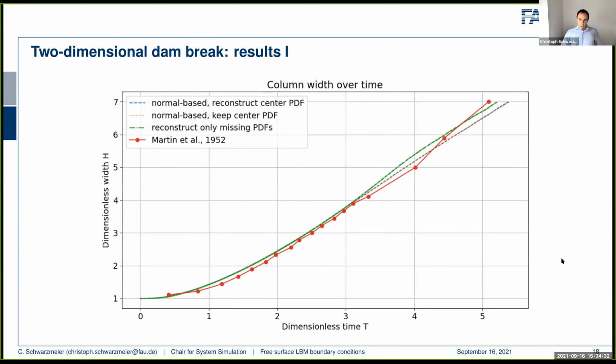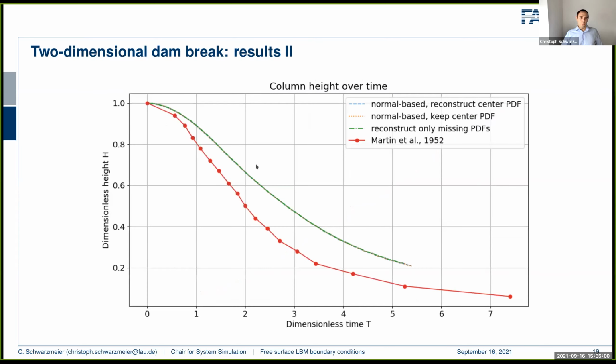So I'm plotting it here. And as you can see, the experiments, again shown here in red, are fairly close to my simulation. So the simulation is arguably good. You can see a difference for the approach where we reconstruct only the missing PDFs, but the normal-based approaches seem fairly identical. It's hard to really say which one is more accurate here, and it's even harder if we look at the height of the liquid column. You see those are basically identical, all my simulations. However, that is actually not the entire truth.